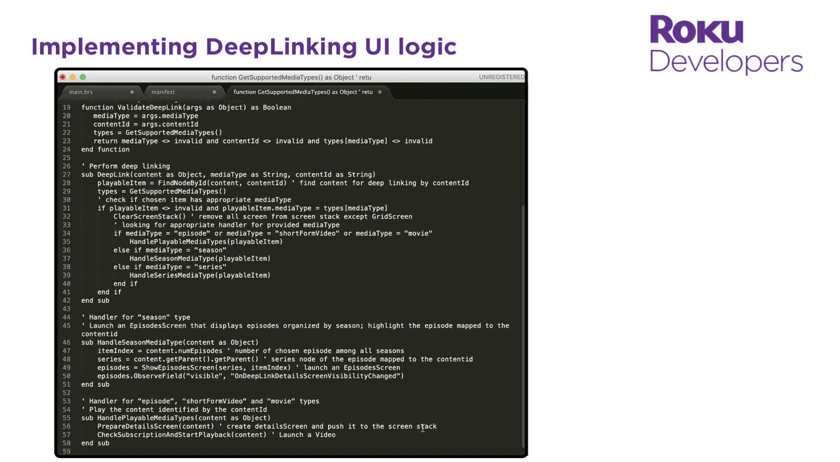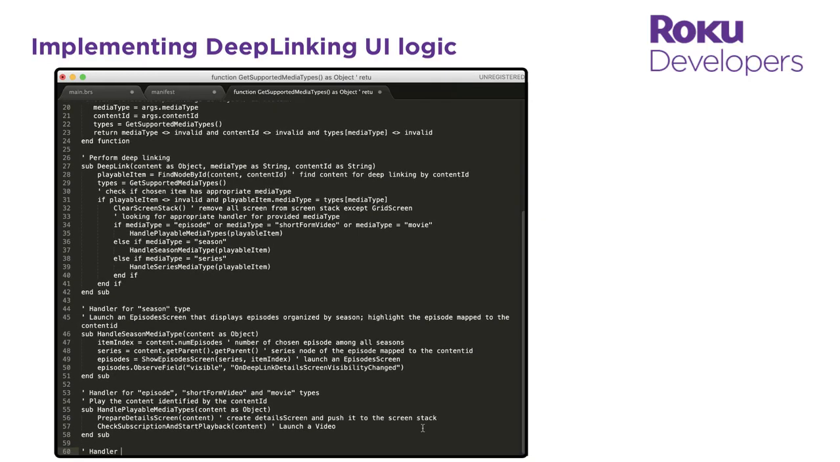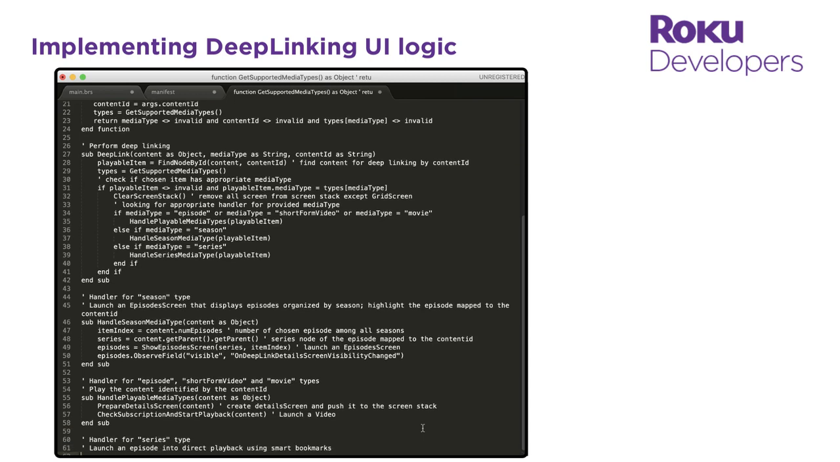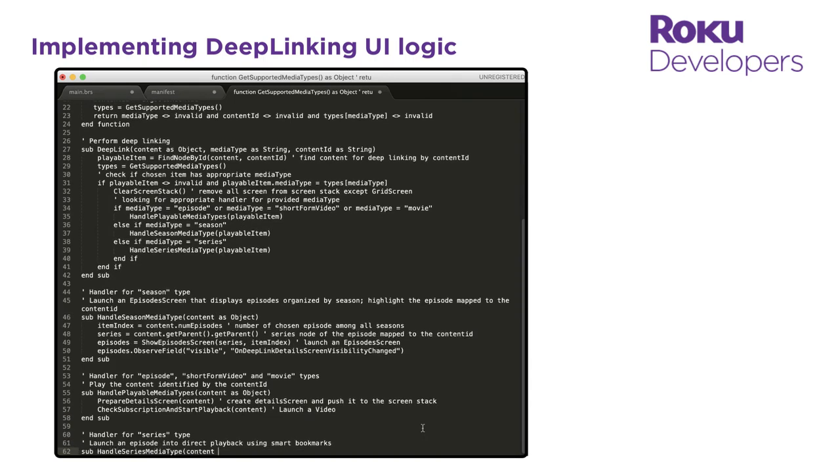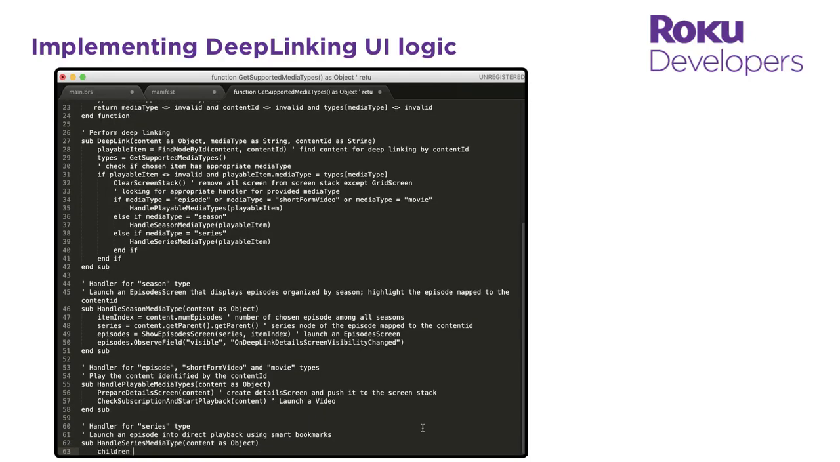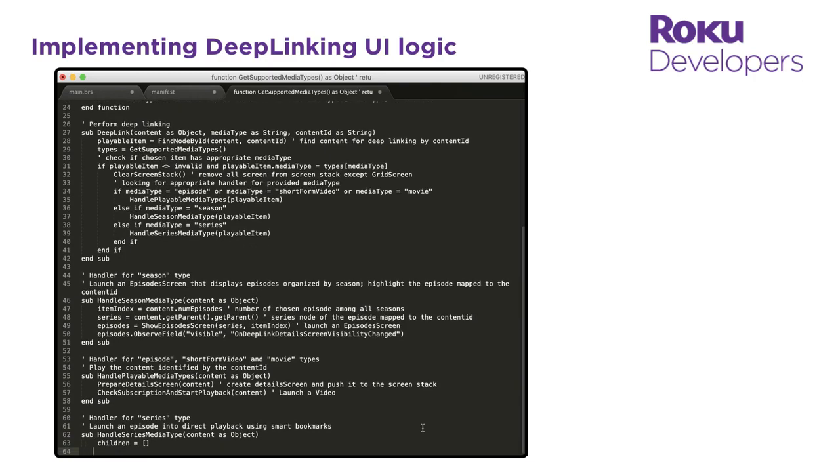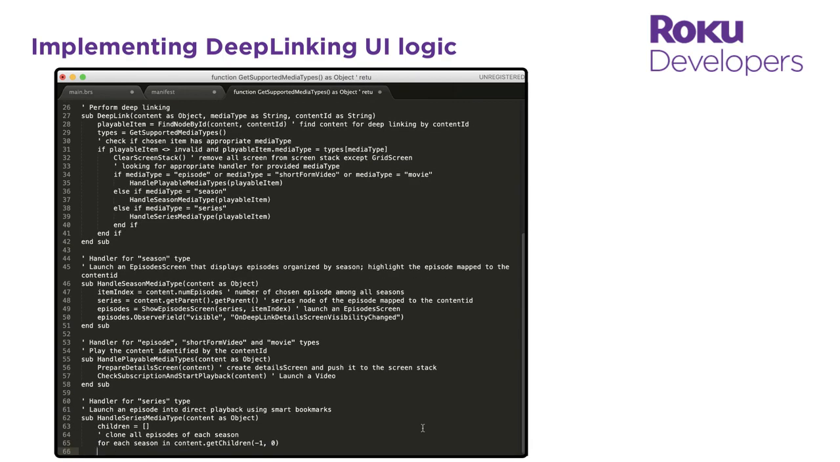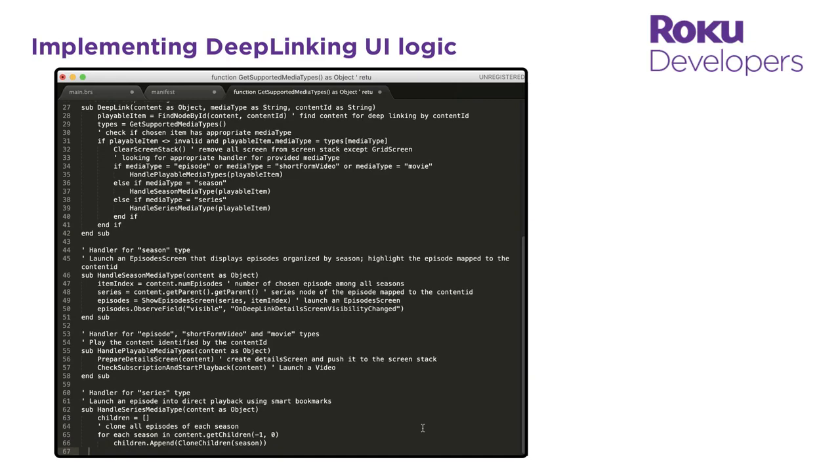The last handle media type method we need to create is the handle series media type one. This method uses smart bookmarks to play an episode in the series. The episode to be launched into playback depends on the user's watch history with the series. It takes the content node of the deep link video passed into it. First, let's create an empty children array, and now let's use the series getChildren method to get all the seasons in it, and then iterate through each season.